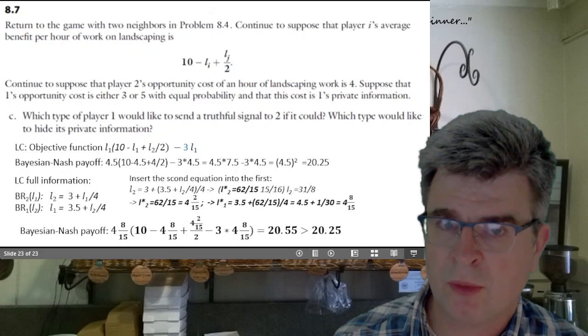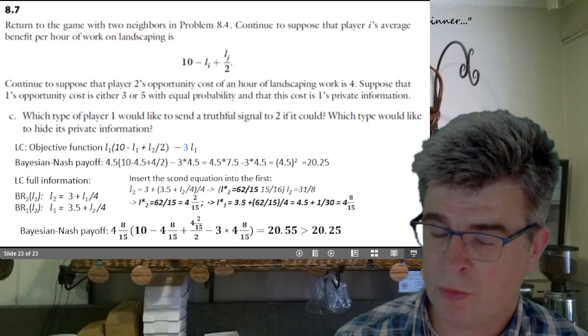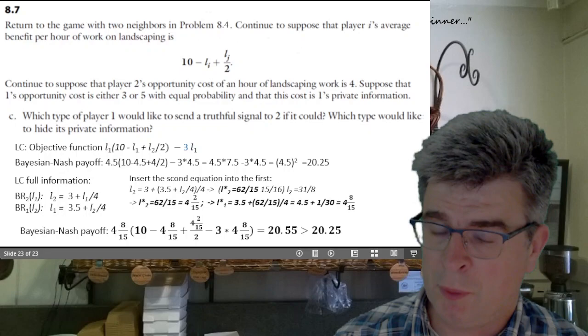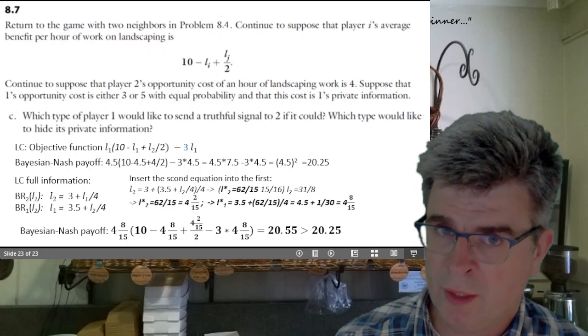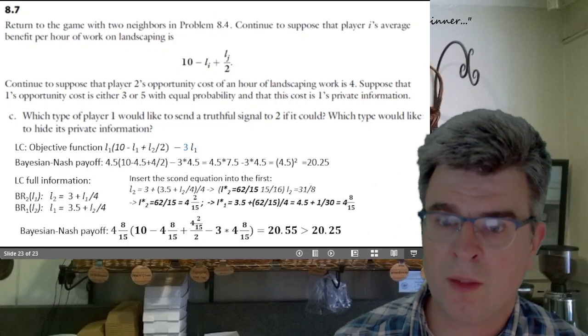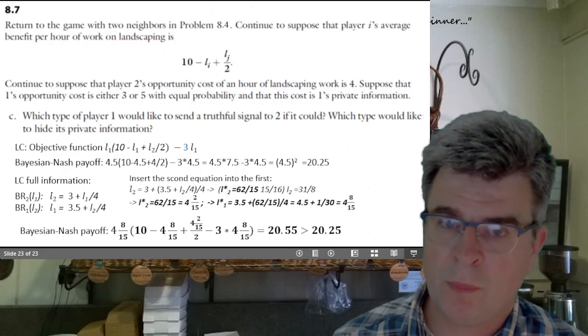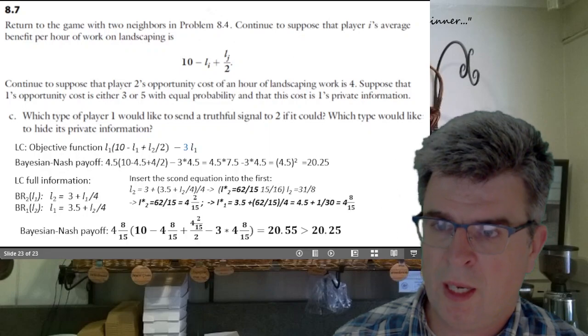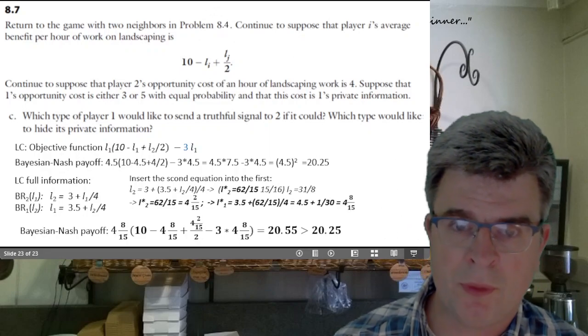And if you're of the high cost type, if you know that you don't have a lot of time, you want to hide it, because if you would reveal it, it would only induce your neighbor to spend also less time on the garden, reducing your total benefits. And that completes exercise 8.7.